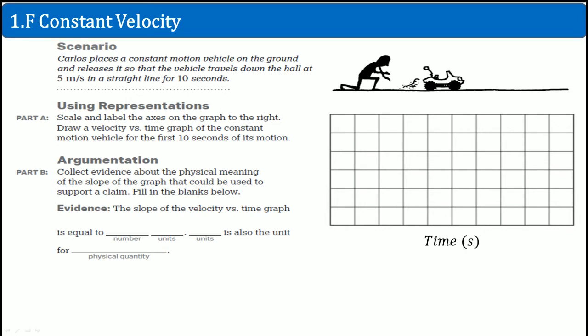Here you go. Time is our input. Our output is its velocity. So let me just label some values. This is 0. Our time is going to be 1 second, 2 seconds, all the way to 10, for which it travels. And here is our velocity: 1 meter per second, 2 meters per second, 3 meters per second, 4 meters per second, and 5 meters per second.